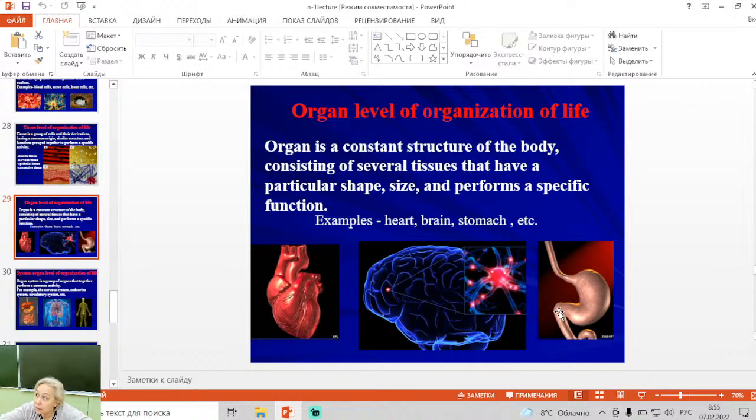So skin includes epithelial tissue, muscle tissue, connective tissue, nervous tissue. So skin is an organ. Also our muscle. A muscle includes a lot of tissues. The main one is muscle tissue. But a muscle includes also blood vessels and nerves, so a muscle is also an organ.